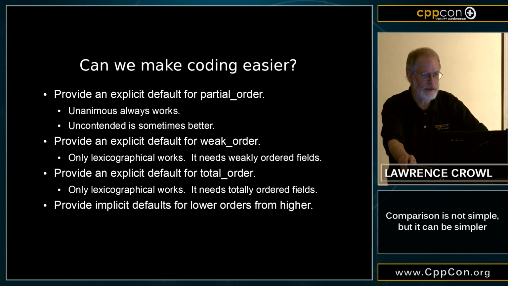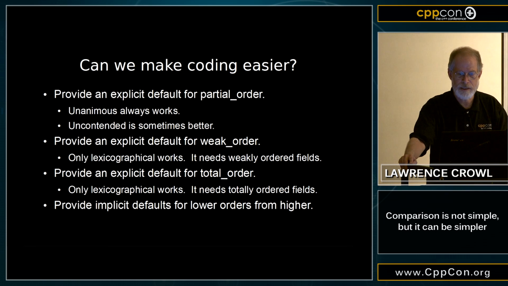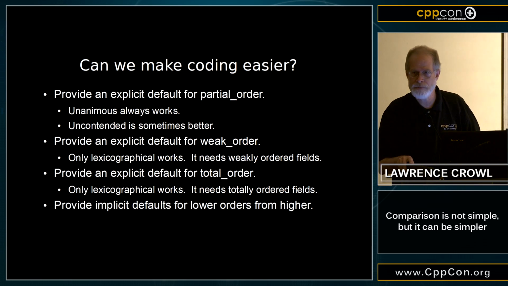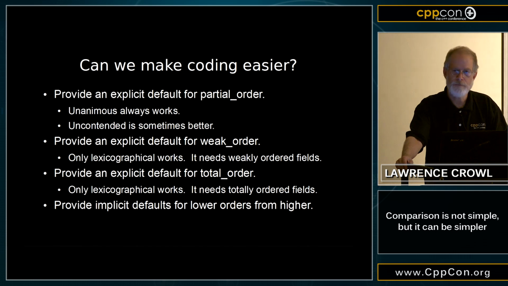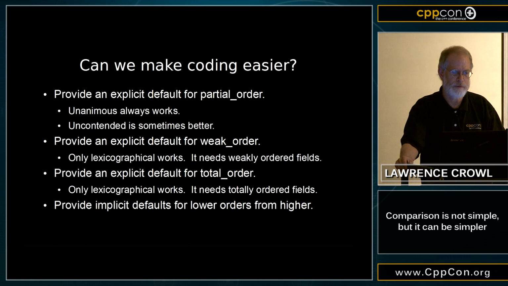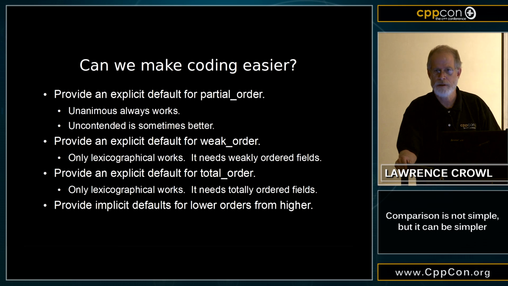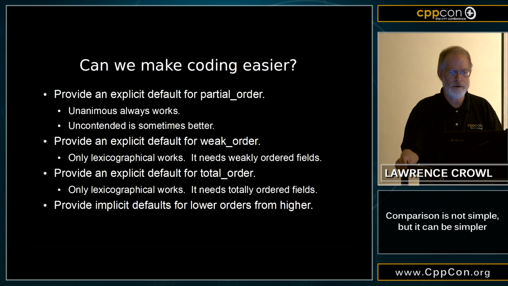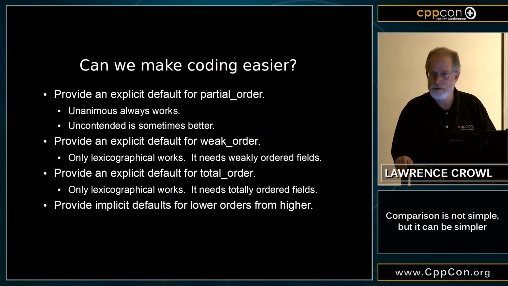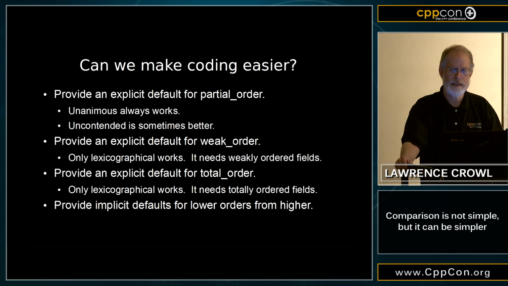So the next question is, can we make coding easier? Well, we can with some defaults. The first thing we can do is think about providing an explicit default for partial order. The problem here is that while unanimous always works, uncontended is sometimes better. And do we want to make the default conditional on whether or not there's a weak order? Or do we want to just say, you're on your own if you want to construct a partial order? We could probably get away with that because I don't see a lot of people being concerned about partial orders.